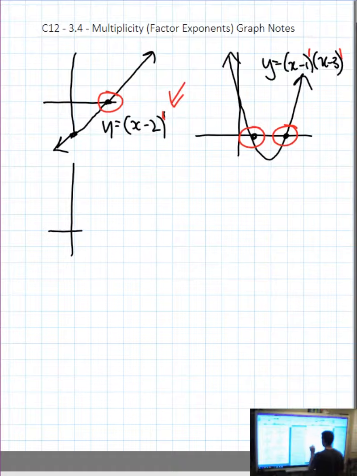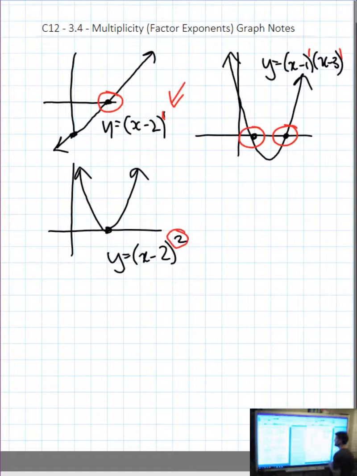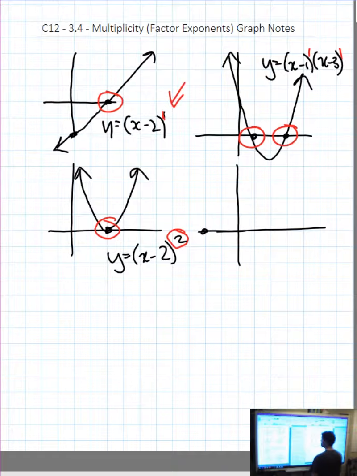Then in grade 11, we saw if we have a single x-intercept, like the equation y equals (x minus 2) squared, whereby we have an exponent of 2, we see a new thing happening. We bounce off the x-intercept. Interesting. Let's see another. So we've got x-intercepts of negative 2, 0, and 2.